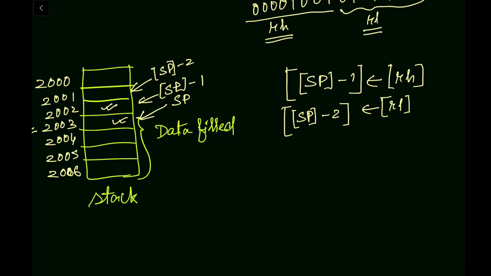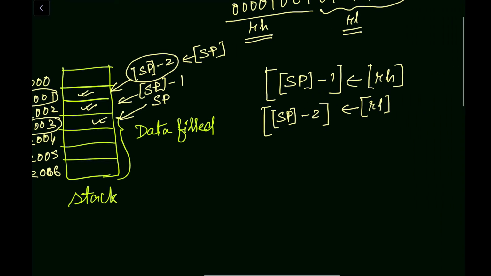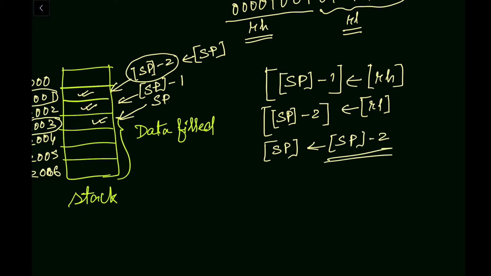Now we have filled the data up to here, because we have stored the register pair content in the stack. Therefore now we have to modify the stack pointer. Now the stack pointer must point to this address. Now the stack pointer content will be 2001. Previously it was 2003 before execution of the operation. So how will we modify it? The stack pointer will be modified with the stack pointer -2. So this will be now the content of the stack pointer. Now the stack pointer will point at this address.